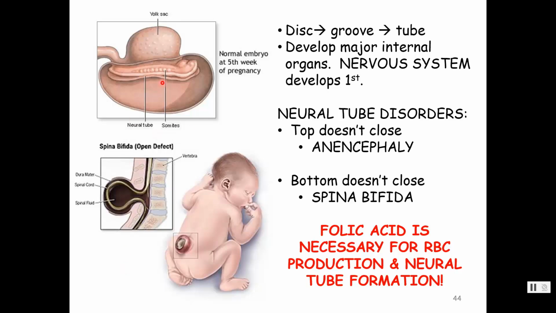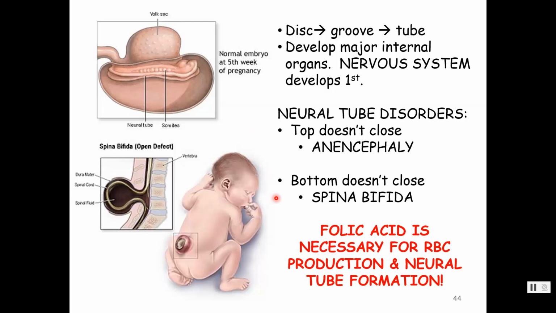And so this is just a better picture. So here's the neural tube. It's starting to zip up. And like I said, it goes towards the head and towards the tail. If it fails to zip up towards the brain end, that's called anencephaly. And so that's basically the baby would be born without a brain. If the bottom part doesn't close, so more the spinal cord, then it's called spina bifida.